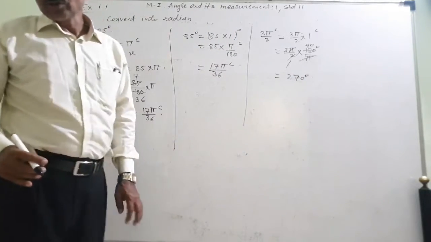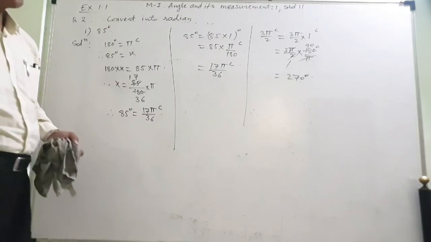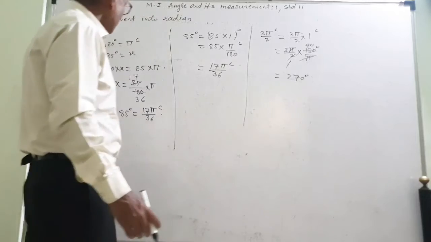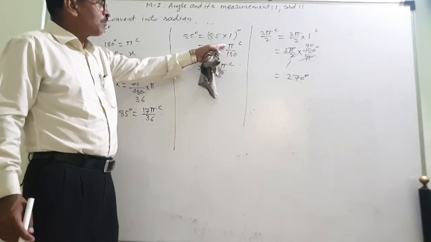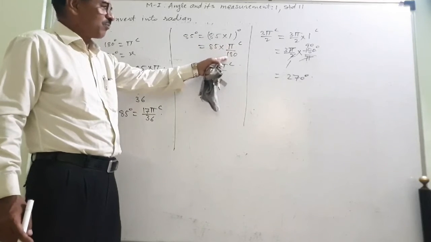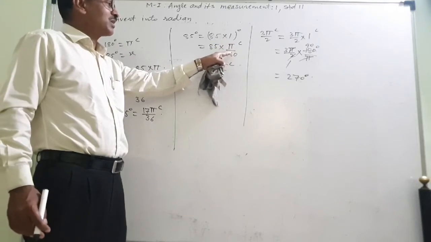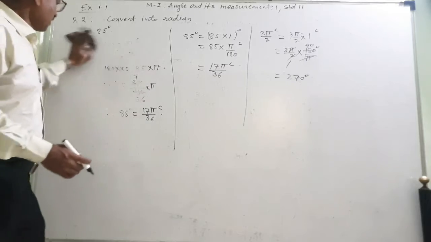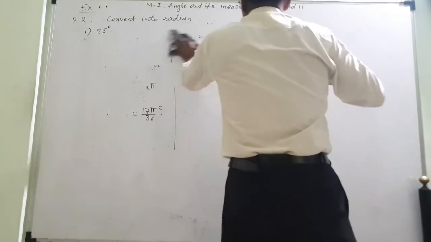This way. So if you have to convert into radian, multiply by pi upon 180. For conversion of radian into degree, multiply by 180 upon pi. From this you can understand this. Or otherwise I have given you this method.